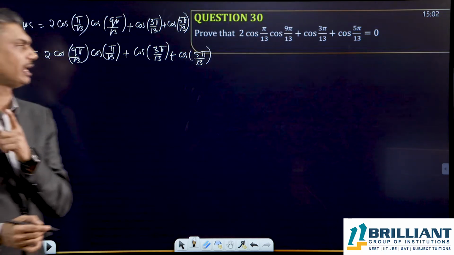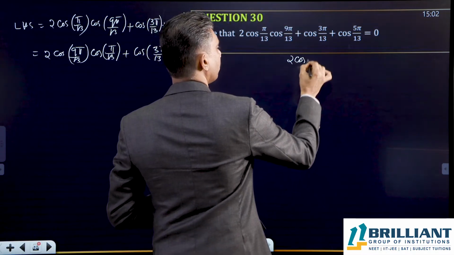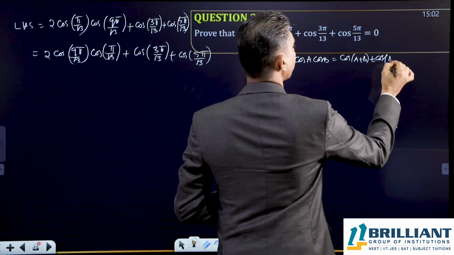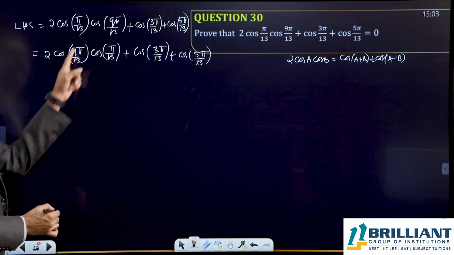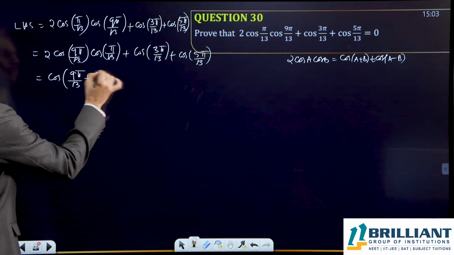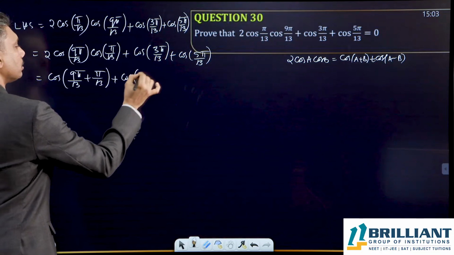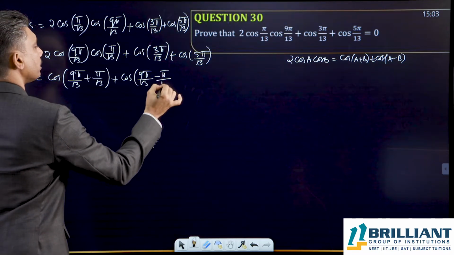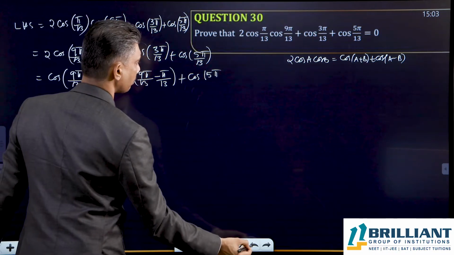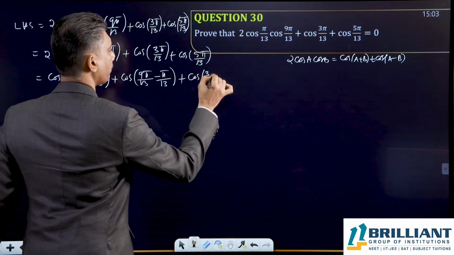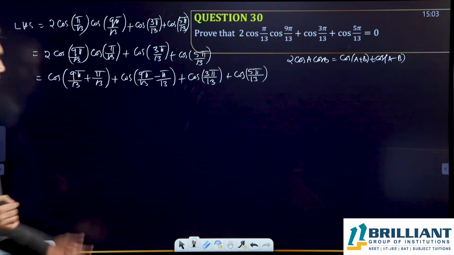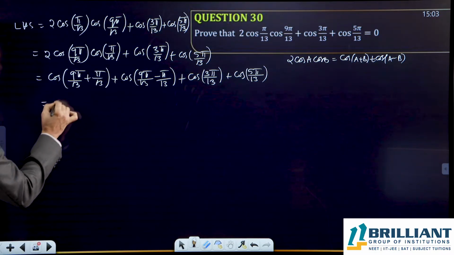Now, again what is the 2 cos A cos B formula? 2 cos A cos B is equal to cos A plus B plus cos A minus B. Now I arrange in descending order, that is cos 9 pi by 13 plus pi by 13, plus cos 9 pi by 13 minus pi by 13, plus cos 3 pi by 13, plus cos 5 pi by 13. Now, 9 pi by 13 plus pi by 13 is cos 10 pi by 13.